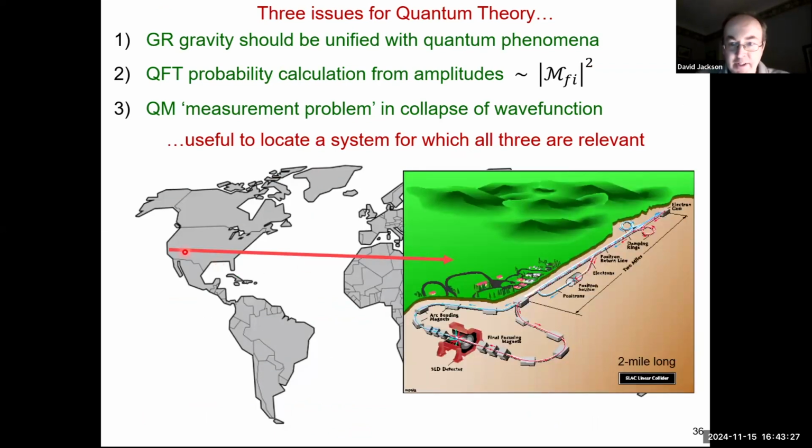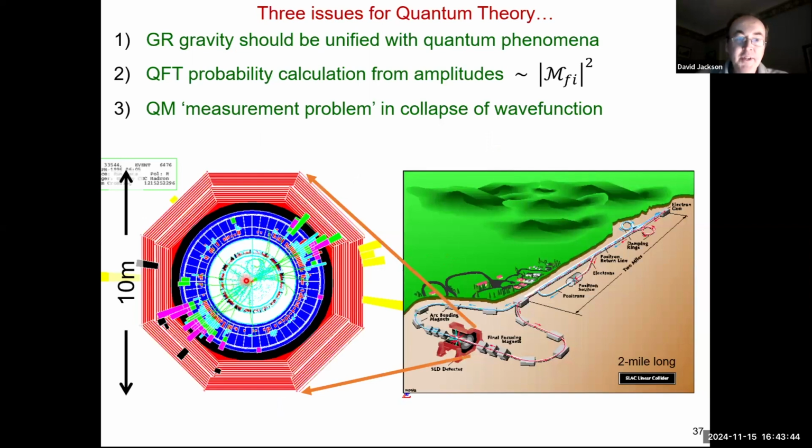This is where the 2-mile-long Stanford Linear Accelerator Center was, when I was a postdoc over there. That event picture I showed earlier: this collides electrons and positrons. It accelerates electrons and positrons and then collides them together at the energy of the Z0, about 90 GeV. And this was the event I showed earlier. These detectors are about, well, this detector is about 10 meters high. This is the same event.